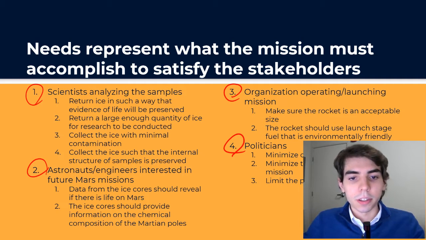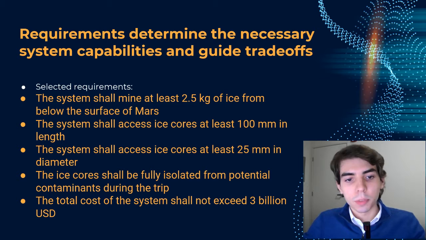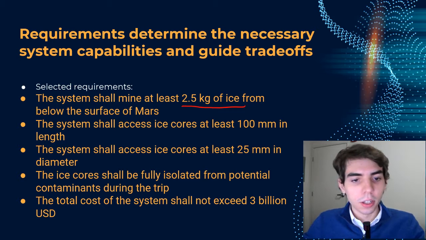Based on these needs, we decided on a set of system requirements. We decided that the system shall be required to mine at least 2.5 kilograms of ice, as that is a reasonable amount of mass to transport, but will also give the scientists a significant amount of ice to study. The ice cores will also be at least 100 millimeters in length and 25 millimeters in diameter. Longer ice cores will provide more useful data, and this length will be long enough to give good data without being too difficult to transport.